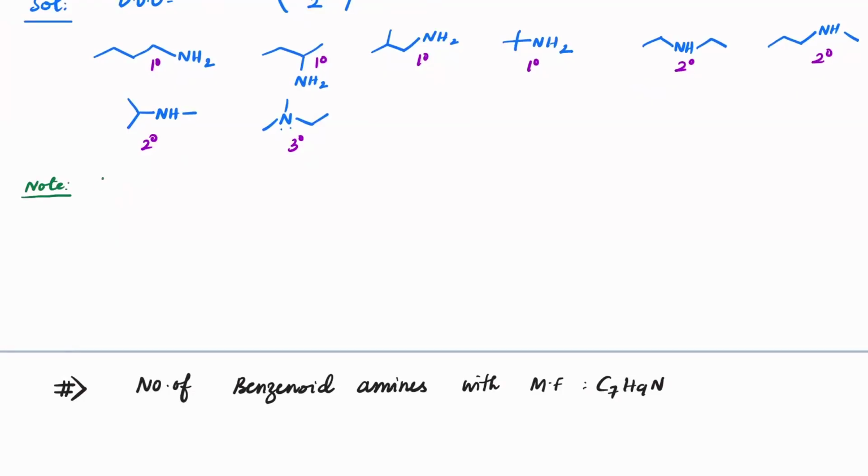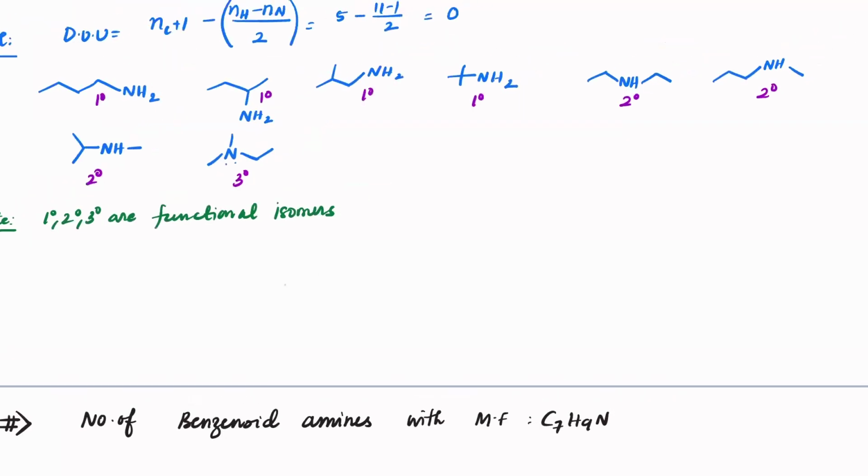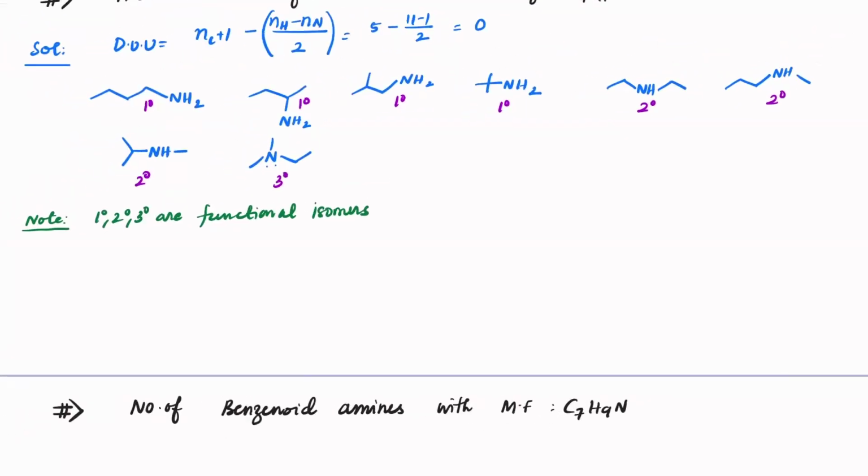First, 1 degree, 2 degree, 3 degree are functional isomers. Got it? So they are not positional. It is always functional isomers. Next, let me label these structures: 1, 2, 3, 4, 5, 6, 7, and 8.